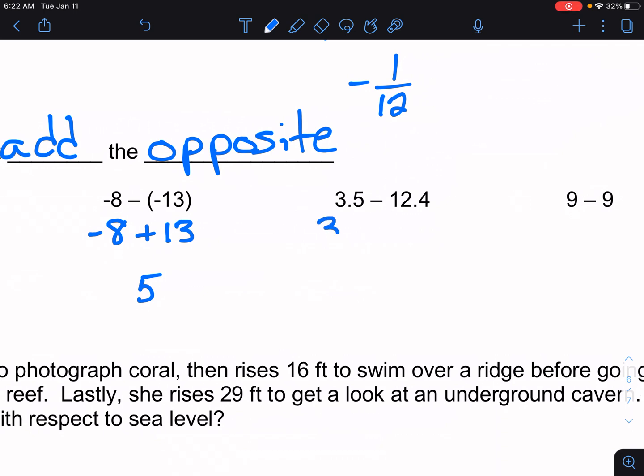So for the next one, we're going to keep doing that same thing, change it to be addition of the opposite, so adding negative 12.4. Our signs are different, so let's go ahead and subtract. It is 8.9, and then 12.4 was larger, so our final answer needs to be negative.